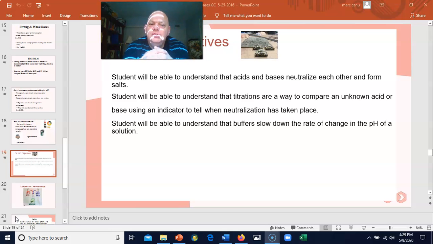Objectives. Student will be able to understand that acids and bases neutralize each other and form salts. Right, they cancel each other out. Student will be able to understand that titrations are a way to compare an unknown acid or base using an indicator to tell when neutralization has taken place. Titration is one of the most important things that can be done in chemistry when we are looking at the pH of an unknown acid or an unknown base, when we test it against something that we know the concentration of. Student will be able to understand that buffers slow down the rate of change in the pH of a solution.